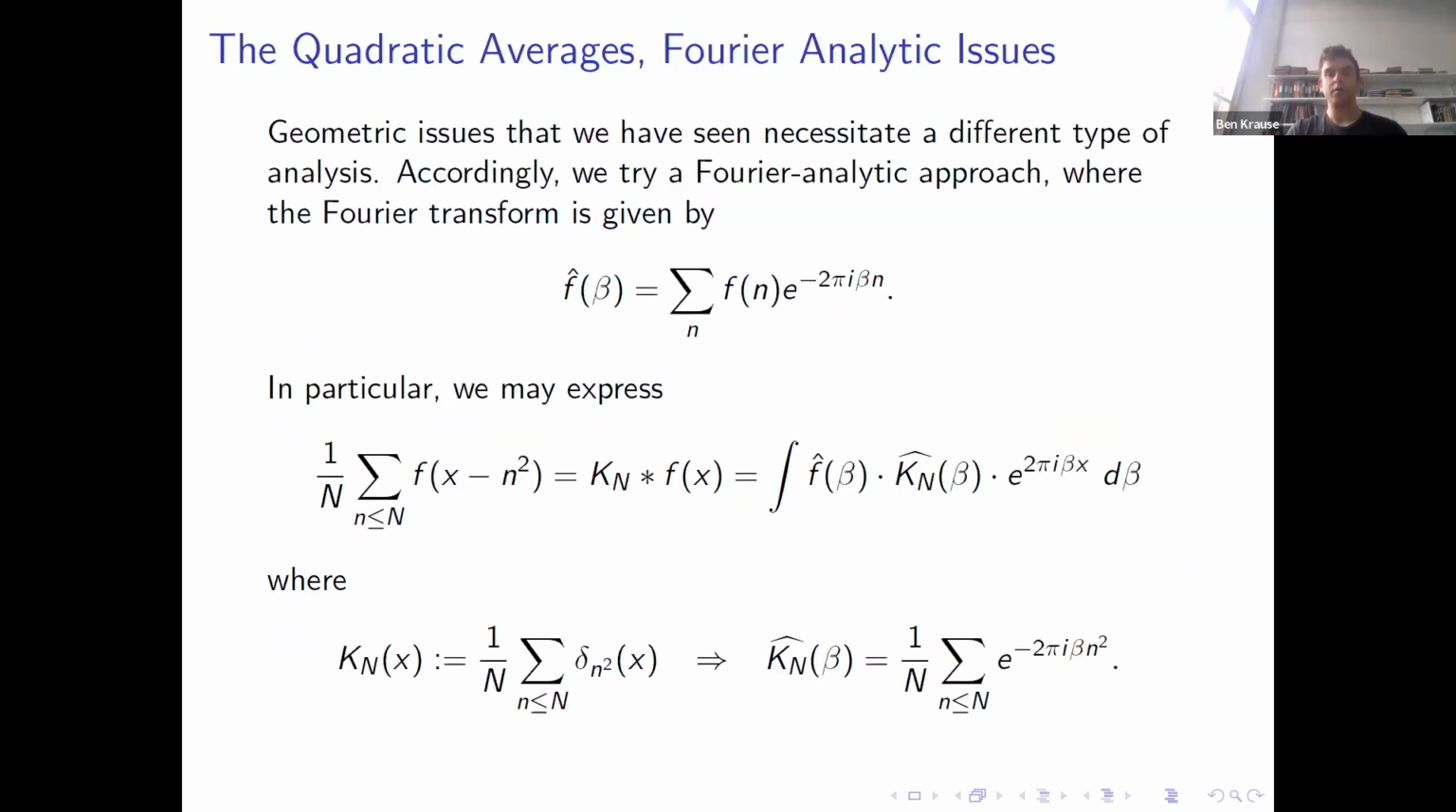So this is an L2 based problem, so it makes sense to try to use the Fourier transform. And if we do this, we can very cleanly express this type of discrete average as a convolution operator, where my convolution kernel is given by Kn. Or if we use Fourier inversion, we can express this as a multiplier where my exponential sum is just given by e to the 2 pi i beta n squared. So this is a Gauss sum.